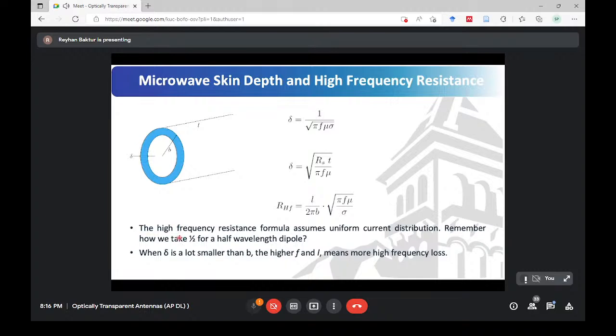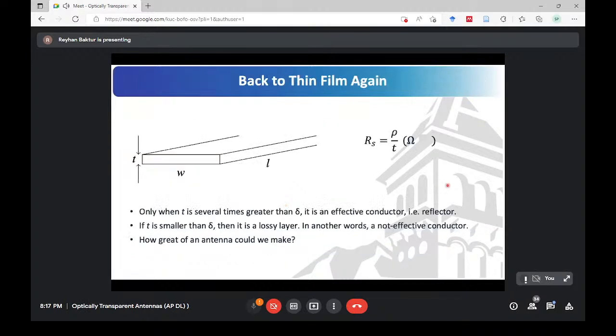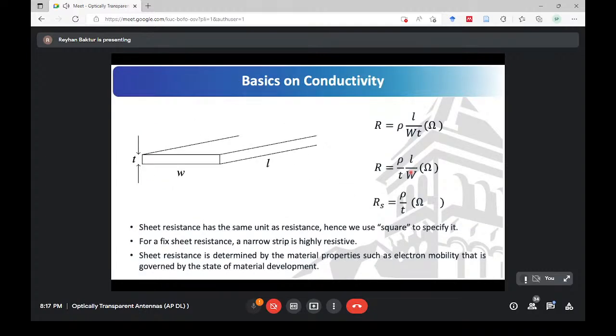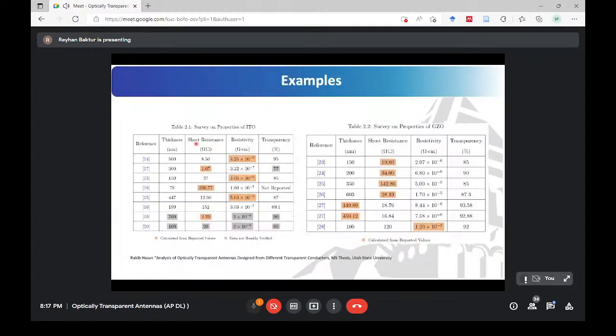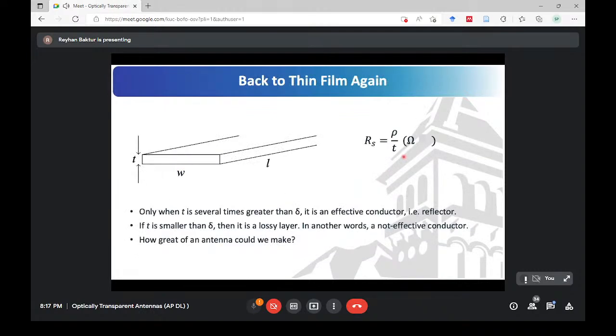So this tells us that if we have a really high frequency resistance, then the antennas we make will be very inefficient. Or in other words, back to the thin film, again, there is a square. I don't know why my square symbol is not showing, but there is a square right here. I really wish to just draw it in so you could see. Oh, actually, it's shown here. So it looks like this, ohm square, okay? It's just ohm square, not per square. All right, now we can come back here.